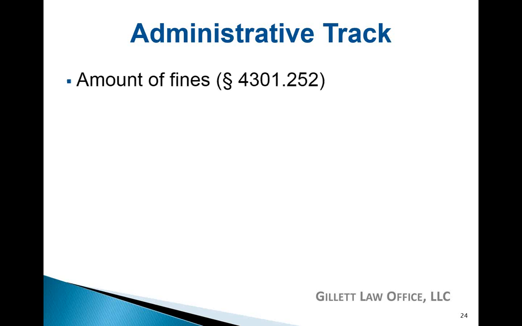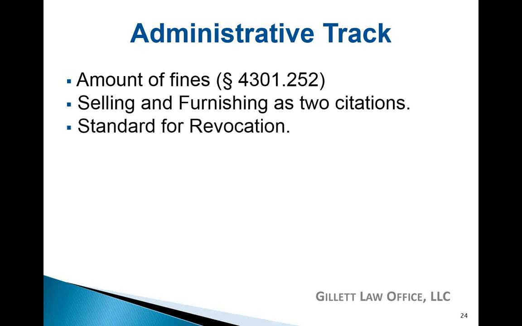Although permit holders are always cited for selling and furnishing alcohol to an underage person as 2 separate citations, the permit holder should only be found guilty for one of those citations. So the Assistant Attorney General will always agree to drop one of them and proceed on the other one.